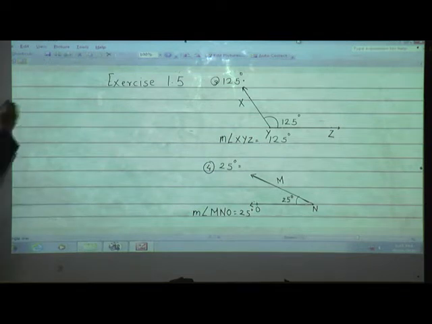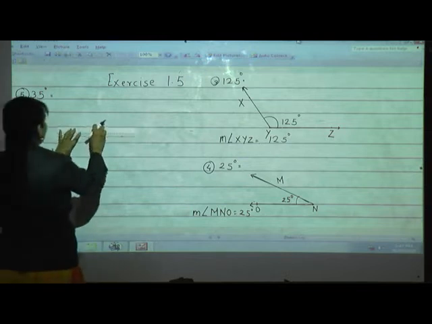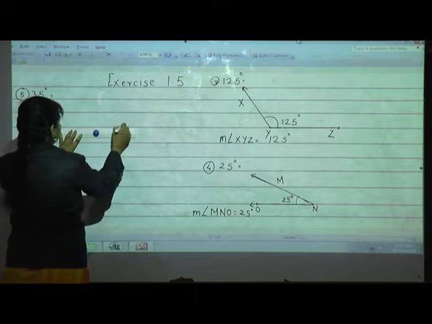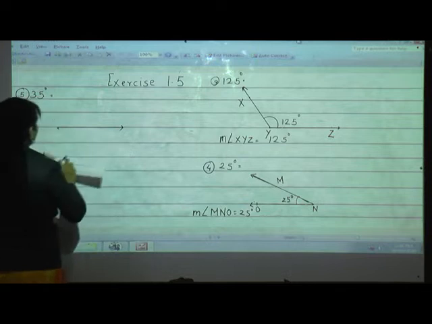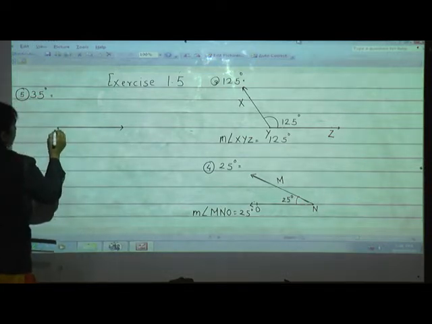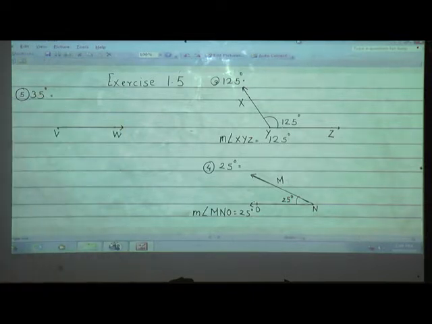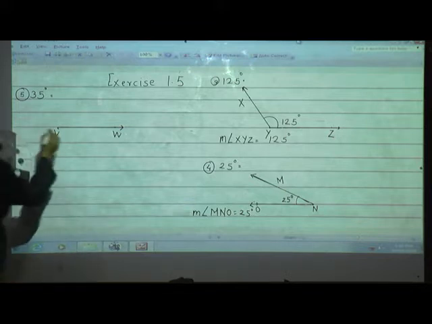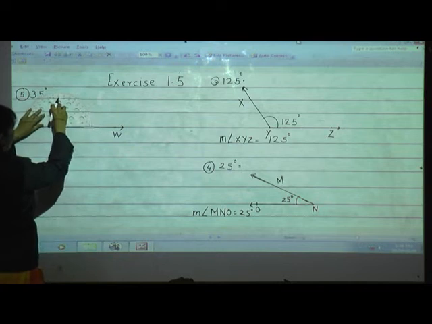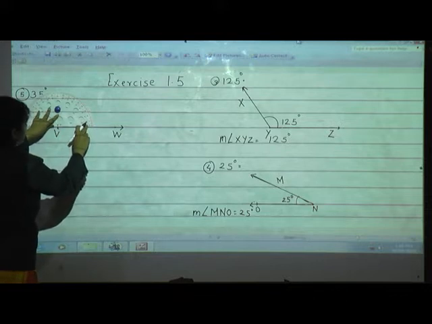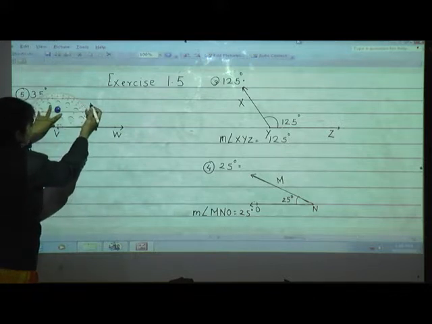Fifth one, 35 degree. Now again draw one ray, ray VW, and take your protractor, place it on ray VW, see, like this, and find where the 35 degree is on the protractor, see here.